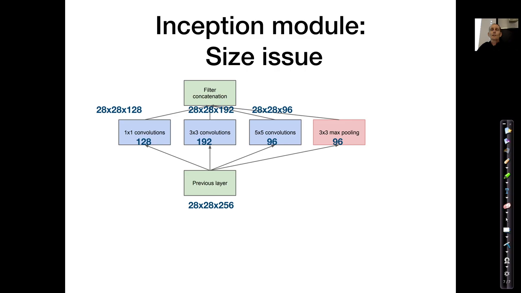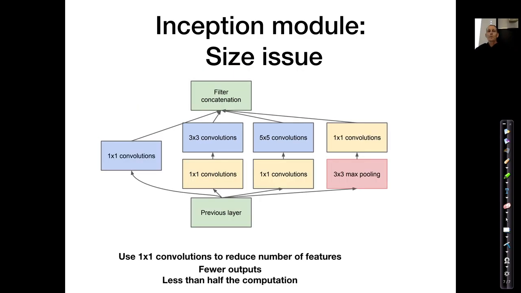Actually, let's look just a little bit. Yeah, the size just gets to be big, and so the question is how can we reduce it? So we'll take a 28 by 28 by 256. We'll have our same 128 1x1 convolutions. And then we will do 1x1 convolutions.